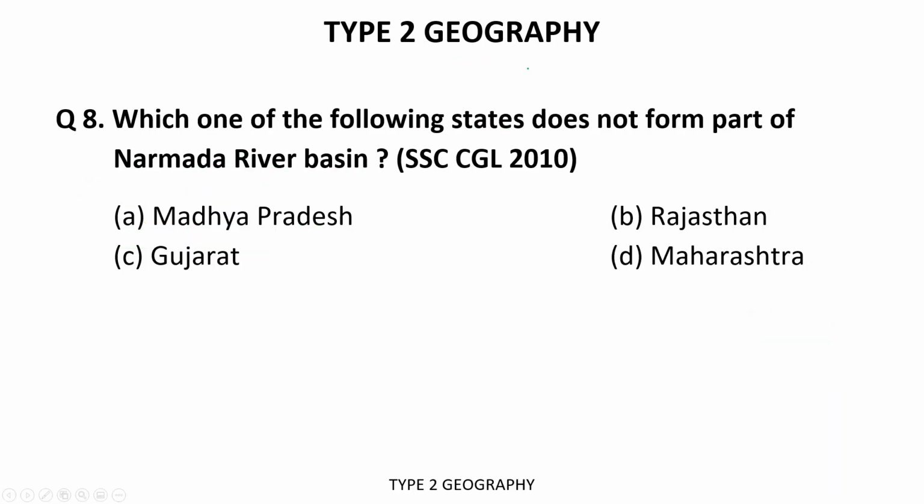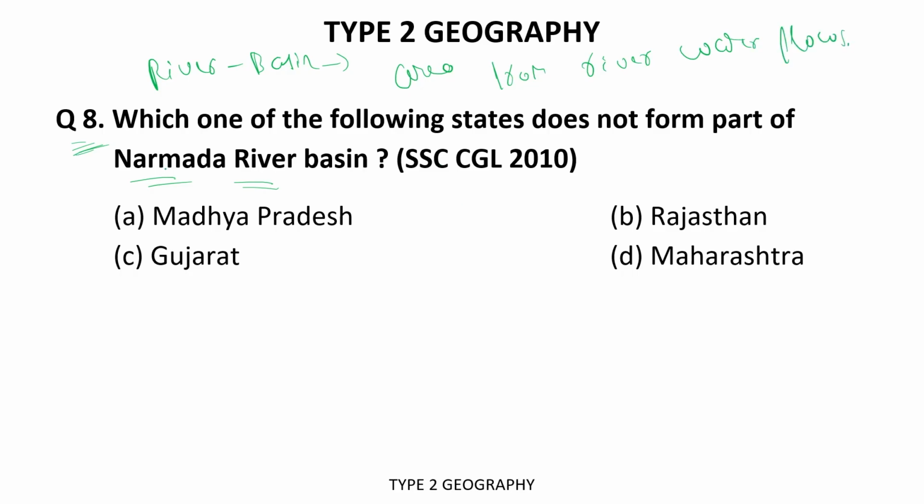Okay. Now, the 8th question we have: which one of the following states does not form part of the Narmada River Basin? In the previous lectures, I told you about the river basin. It means the area from where river water flows. So now we are going to talk about the Narmada river, and we have to mark out the state where Narmada river does not flow. You are going to have 20 seconds to answer the question, and your time starts now.